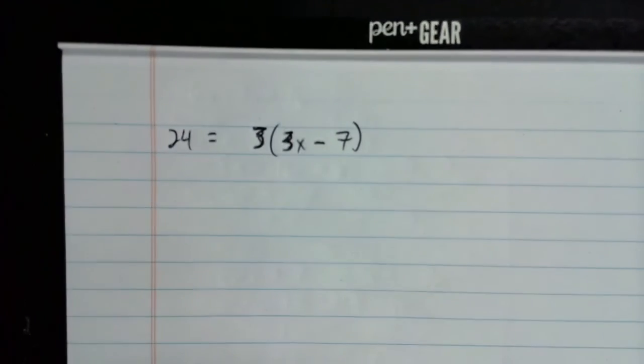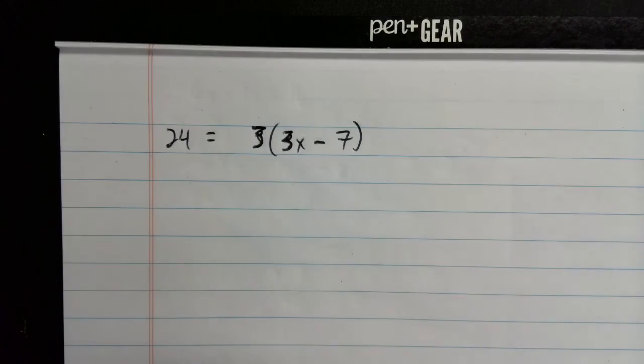24 equals 3 times the quantity 3x minus 7. So one of the reasons you can't just break a term out of the parentheses is because of order of operations. Okay? All right, one table with an answer. Another table with an answer. I believe it's the same answer. And they did it 2 different ways.